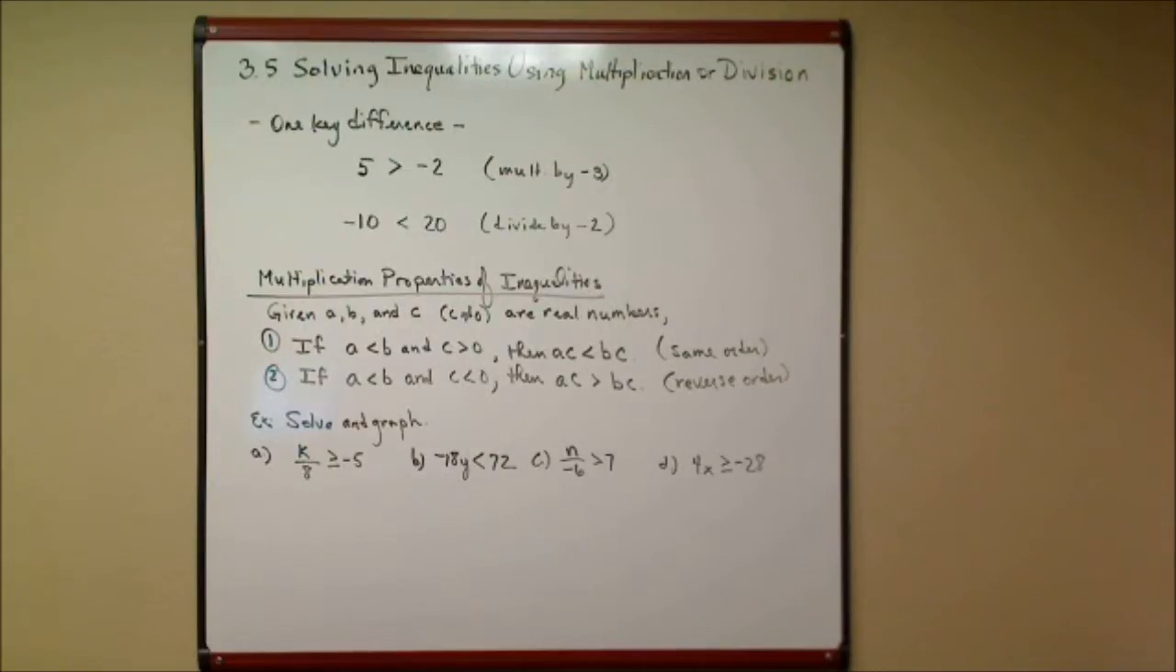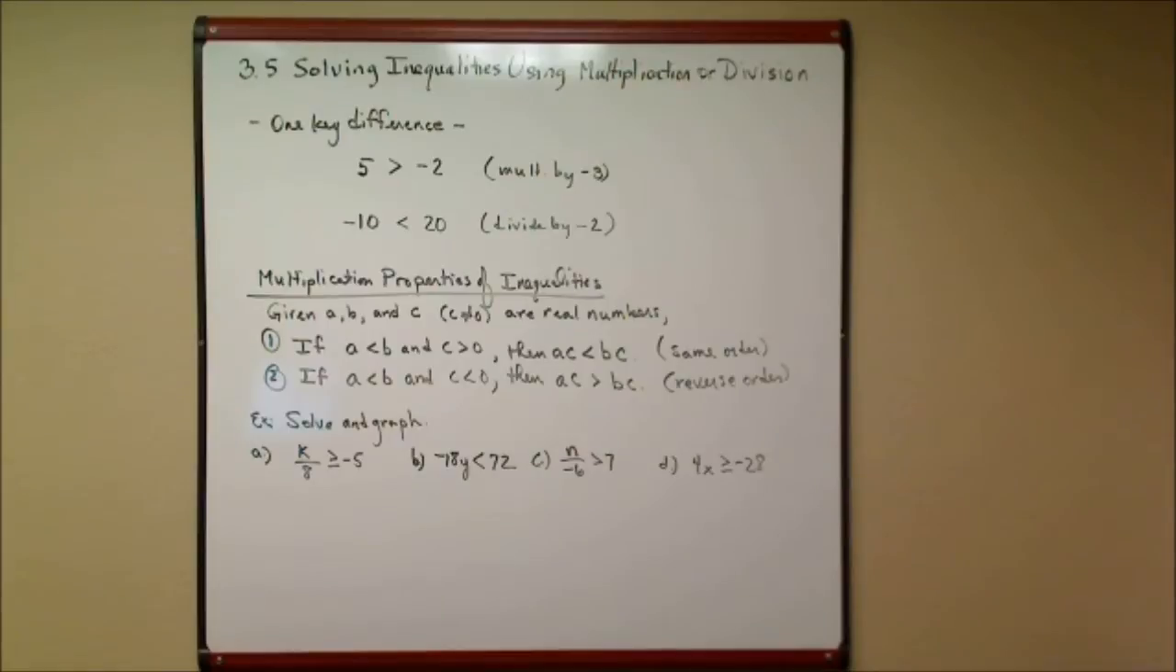5.5, solving inequalities using multiplication or division. Now, we solved equations using multiplication or division, and we were allowed to multiply both sides by a non-zero number and keep equality, or divide both sides by a non-zero number and keep equality. And it kind of works the same way for inequalities.